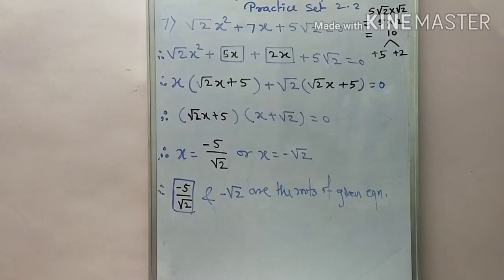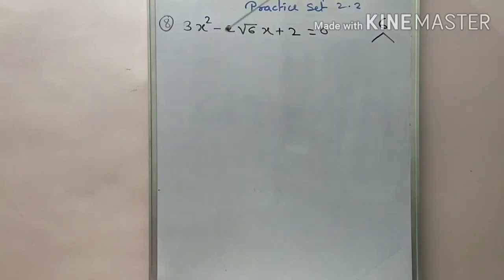Okay students. Now we try the 8th example: 3x square minus 2 root 6x plus 2 equal to 0. The method is the same: we have to multiply the constant term with the coefficient of the square term.